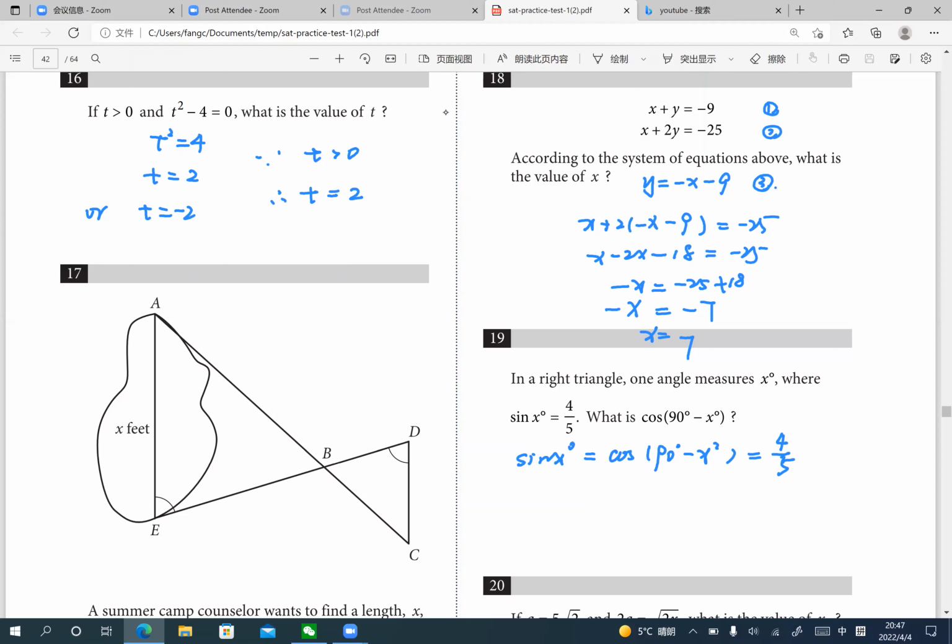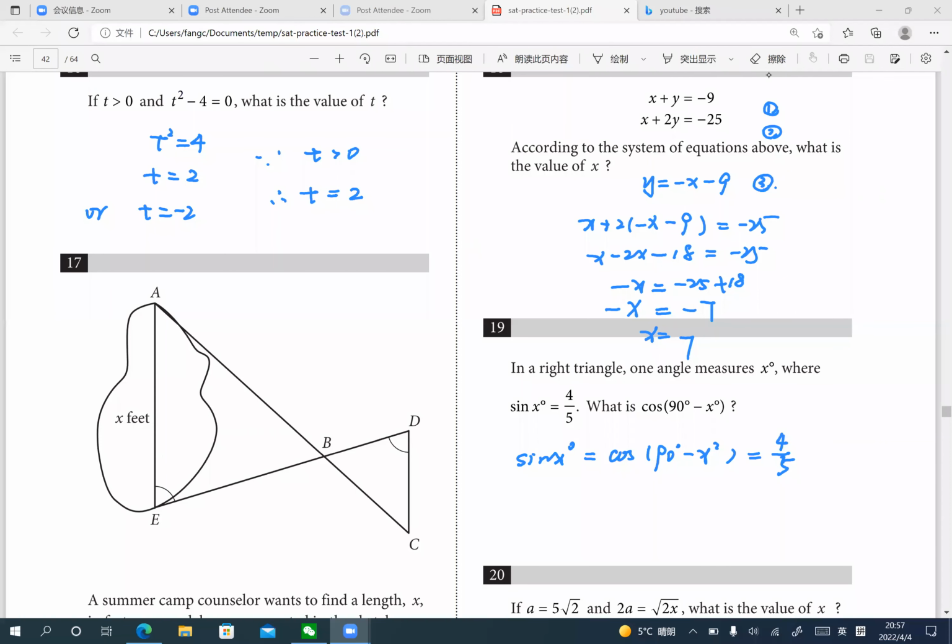Question 18. x plus y equals negative 9, and x plus 2y equals negative 25. So we will write the first equation as y equals negative x minus 9, and we call this equation 3.